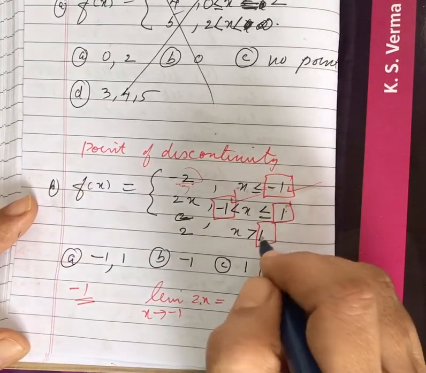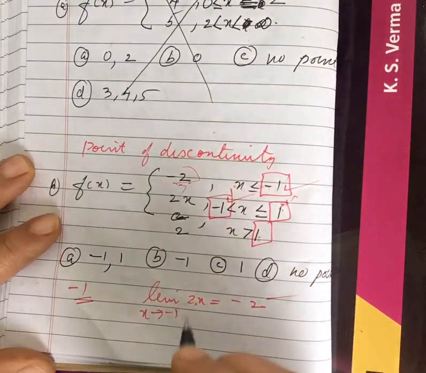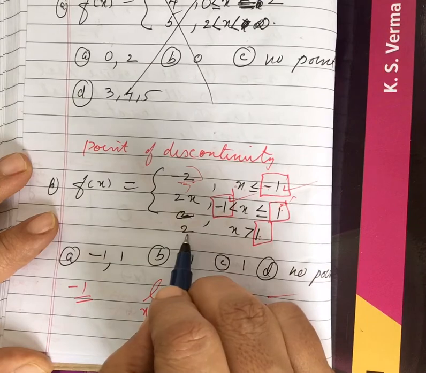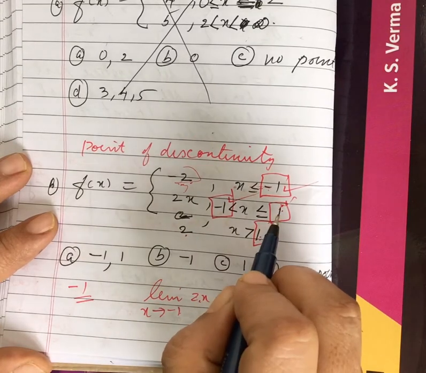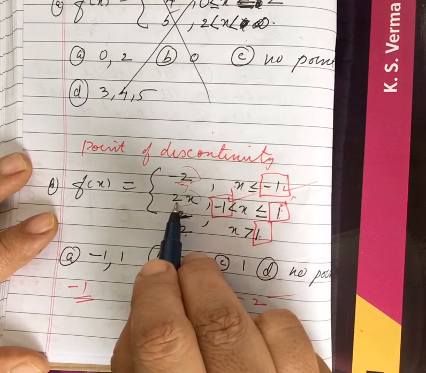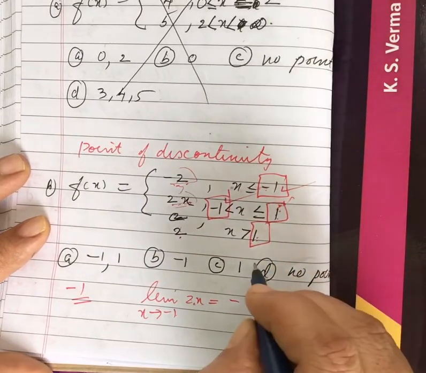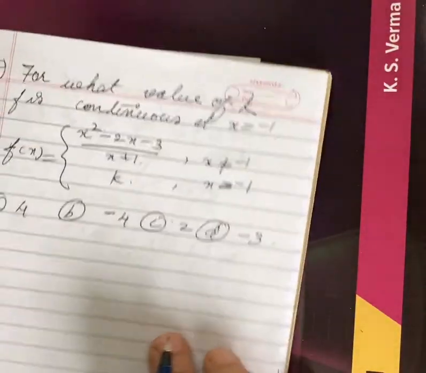Now you take the point 1. Here the function value at 1 is 2. The limit of 2x as x tends to 1 we get by 2 into 1. So everything is 2. That means there is no point of discontinuity.